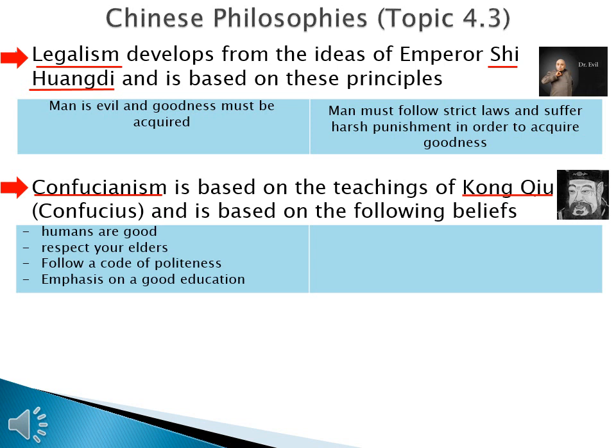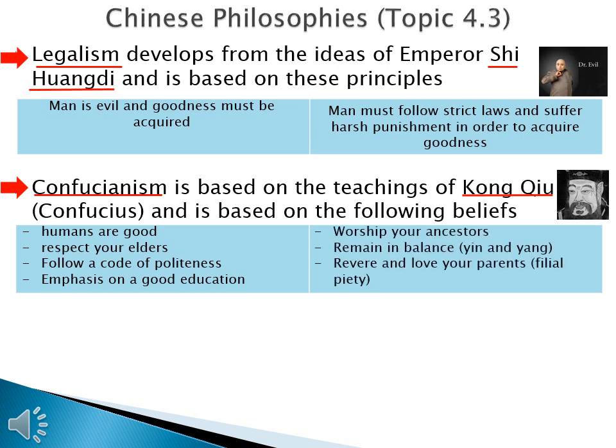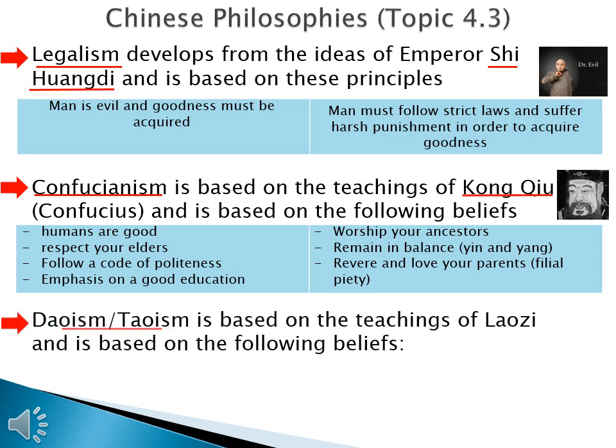Confucianism is based on the teachings of Kong Fuzi, Confucius, and is based on different beliefs. Humans are good. Respect your elders, follow a code of politeness, emphasize a good education, worship your ancestors, remain in balance in yourself, yin and yang, and revere and love your parents: filial piety.